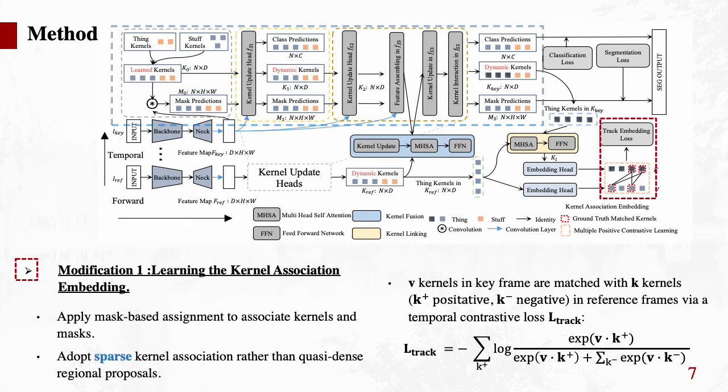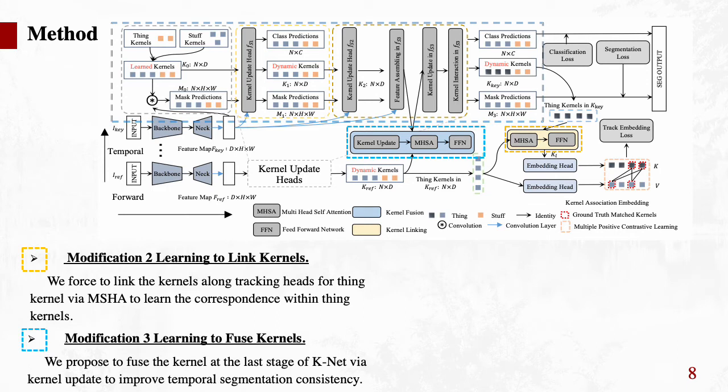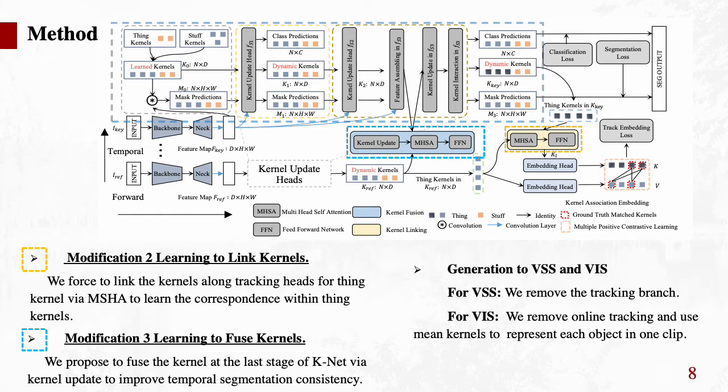Suppose there are N kernels in the key frame that are matched to the key kernels in the reference frame. The kernels are learned with a temporal contrastive loss. Second, we learn to link the kernels. In particular, we force the kernels to go along the tracking head with multi-head self-attention. Then we learn to fuse the kernels. We propose to fuse the kernels at the last stage of K-Net.